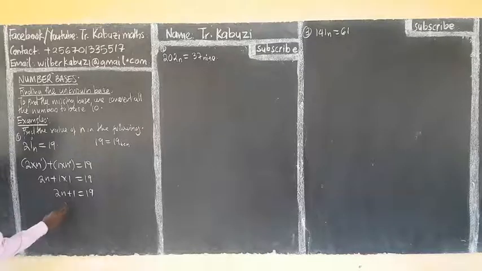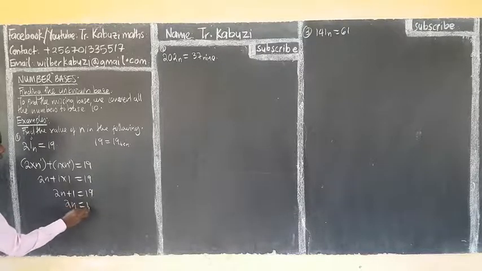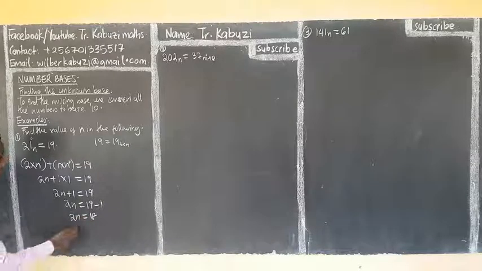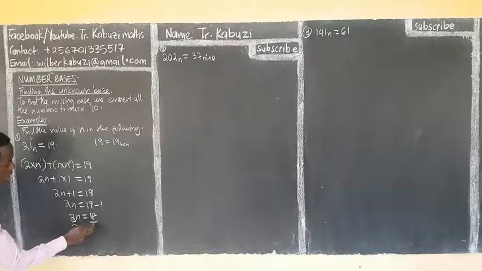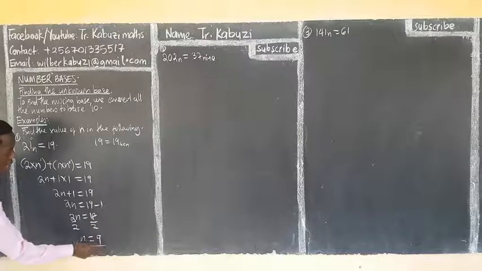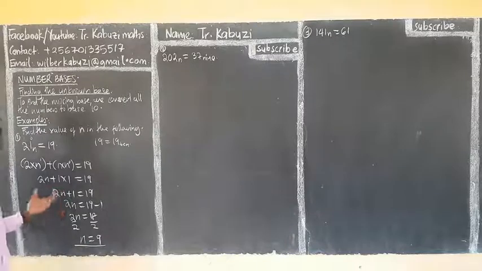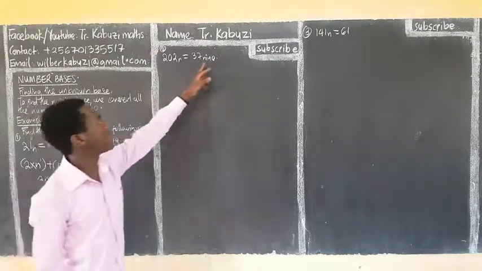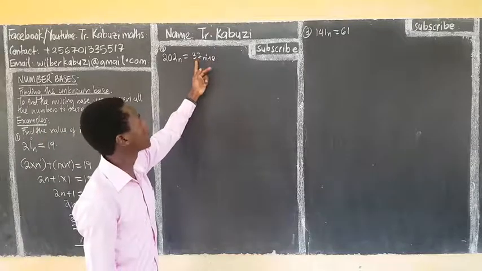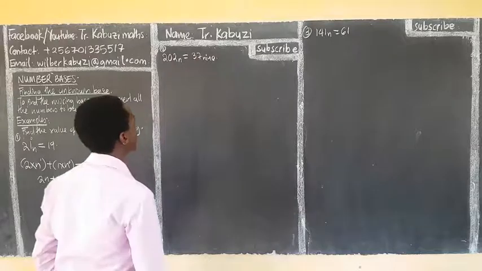So this will be 2n plus 1 equaling 19. Subtract 1 both sides, you have 2n equal to 19 minus 1. So 2n becomes 18, divided by 2. So our n is 9. Our n, the missing base, is 9. As simple as that. Now, this one is not base 10, I mean base 9 is not base 10.